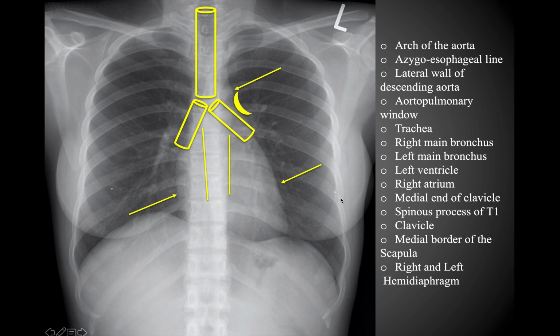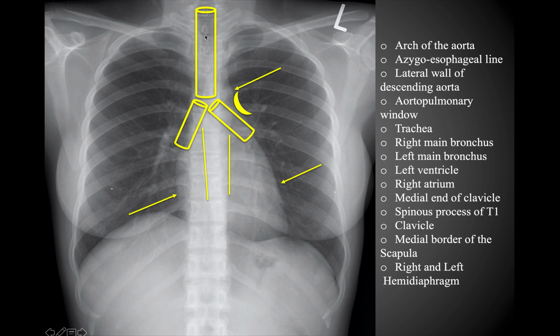And so then we can see some of the bony structures here. So the medial ends of the clavicles. So you can see again the clavicles coming across, and then here are the heads of the clavicles as they're articulating with the manubrium of the sternum.